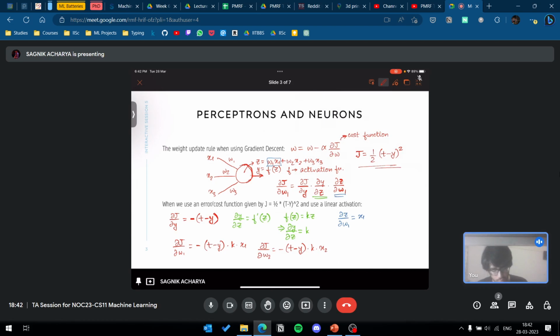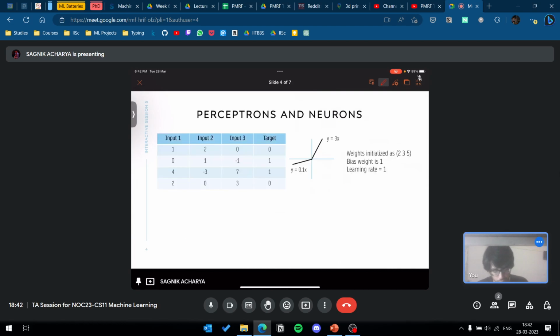So this was what I wanted to refresh. This is how we get the formula for the derivative of the cost with respect to weight for any perceptron or any neuron in a neural network. And we'll use this concept in the further examples which we consider. So let's move on to some problems.